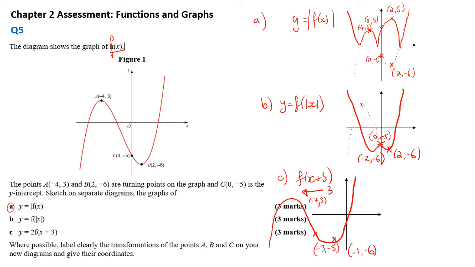What's really important here is that you've labelled the coordinates. That's what we're really looking at. And then when I'm looking at multiplying that by 2, all of the y coordinates are multiplied by 2. So the point A becomes minus 7 and then 6. So A is minus 7, 6. B was minus 1, minus 6. B becomes minus 1, minus 12. And the point C becomes minus 3, minus 10.